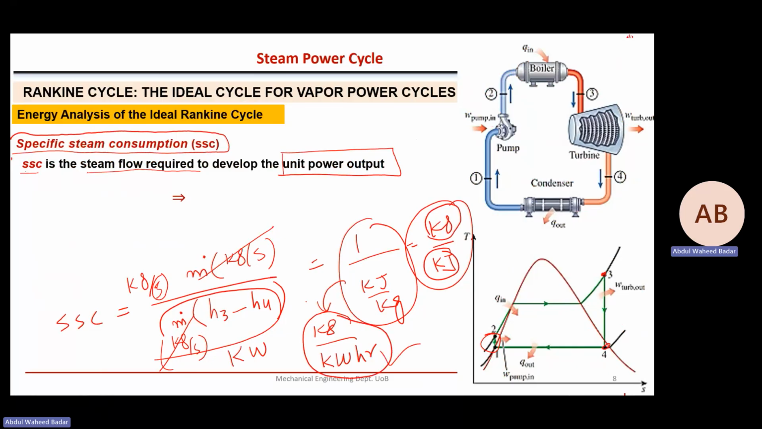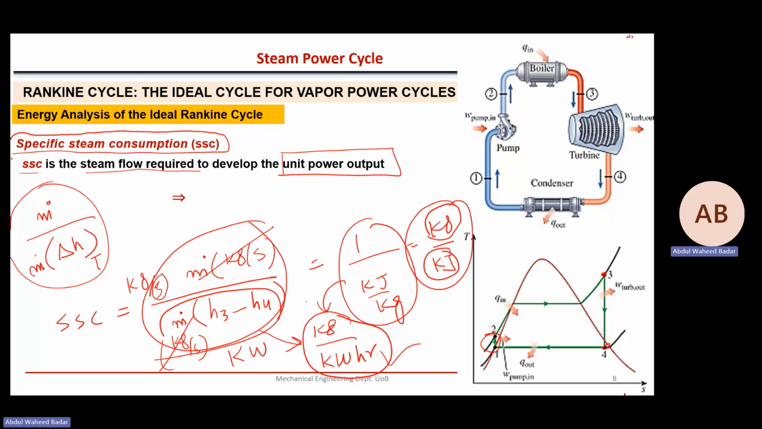How much kilogram of steam is required to produce 1 kilowatt hour? So the same term is also representing this thing. Because normally people are using watts, kilowatts. No one communicates in joules or kilojoules, right? So this term, m dot over m dot into delta H of turbine, is actually telling us the amount of steam to produce 1 kilowatt hour for that particular power plant.